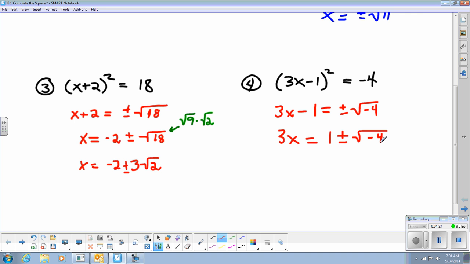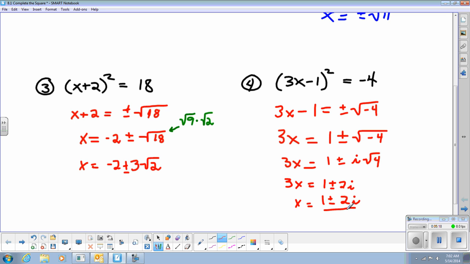Now I'm going to deal with this negative 4 inside the radical. So now I have 3x equals 1 plus or minus i times the square root of 4, as I know that to be the imaginary number, or the square root of negative 1. And I know the square root of 4 is also 2, so I'm going to rewrite this as 3x equals 1 plus or minus 2i. Now I'm going to divide both sides by 3, and x will equal 1 plus or minus 2i, all divided by 3.